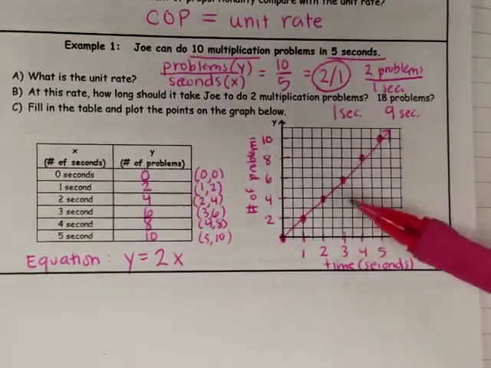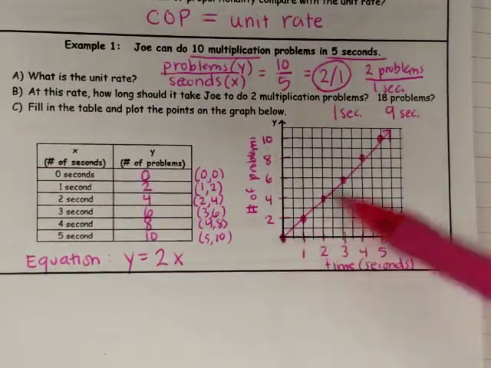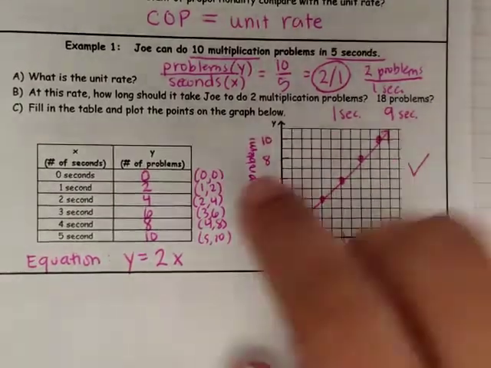Well, let's look at the graph because that's the easiest to see. Is it a straight line? Yes. Does it go through the origin? Yes. So this is a constant proportionality.